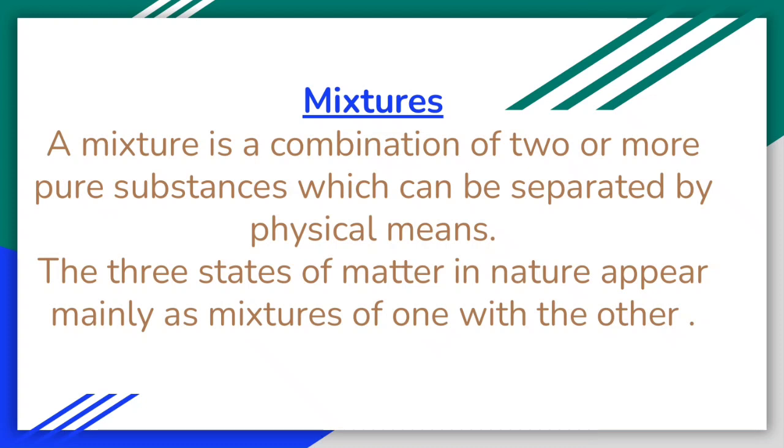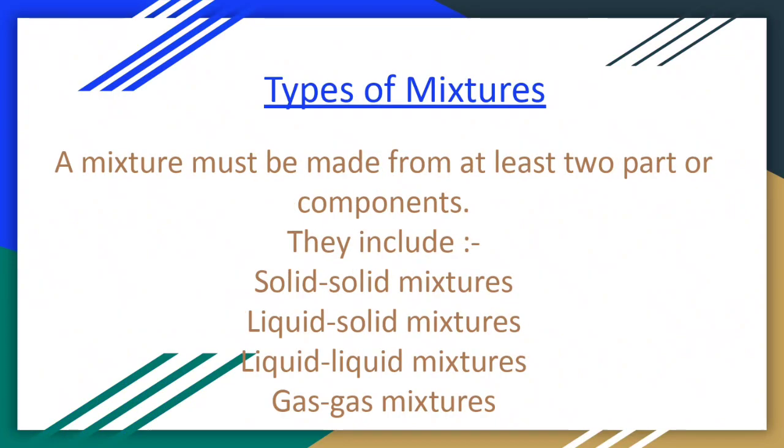Now, maize and beans, how can you separate them? Of course, by hand picking. Hand picking, you can pick the beans because you're able to see them because of their shape and color. Or rather, you can pick the maize seeds because you're able to see them.